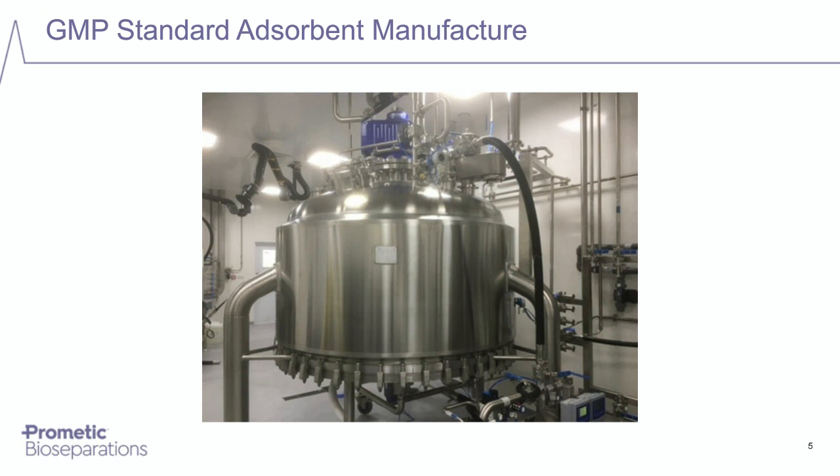Currently, we have the ability to produce batches of adsorbent from 1 litre all the way up to 1,000 litres. In the photo here, you can see one of our new 2,500 litre reactors that's been installed at the Isle of Man plant, and that gives us a manufacturing capacity for chromatography adsorbent in excess of 35,000 litres per annum. So we're very well placed to be able to serve the needs of the industry.